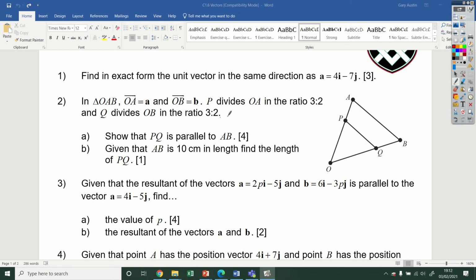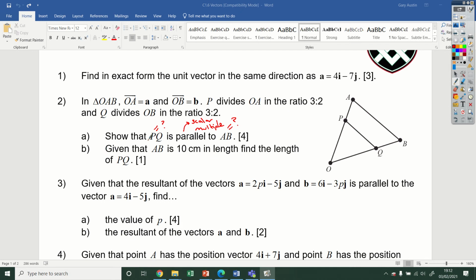So you'd want to figure out what these vectors are. That's going to be in terms of these vectors A and B, probably. And then to show that they're parallel, remember that that means we have to show that one is a scalar multiple of the other. Okay, that's going to give you a scale factor between the two.